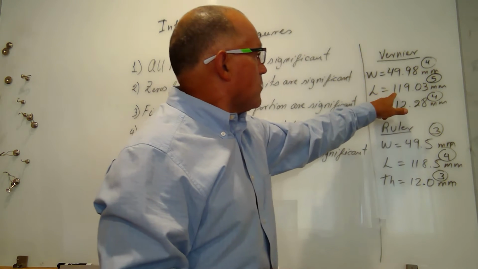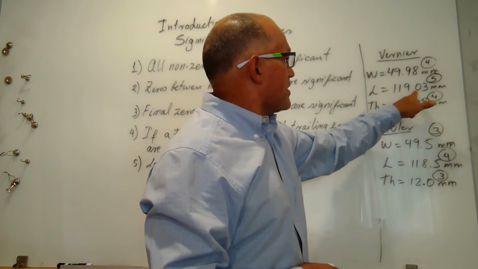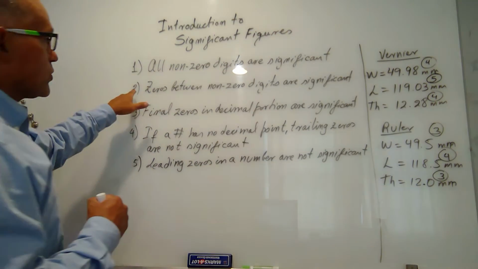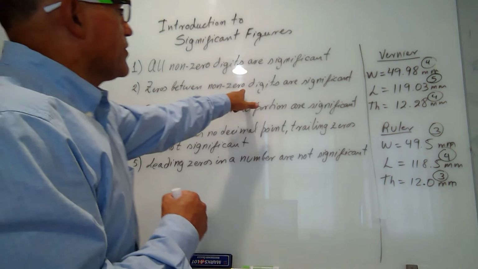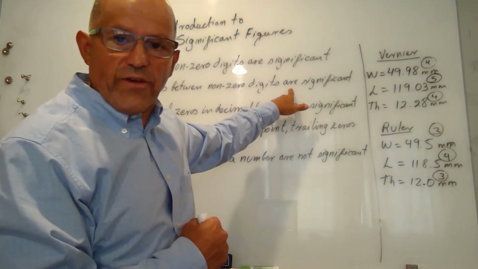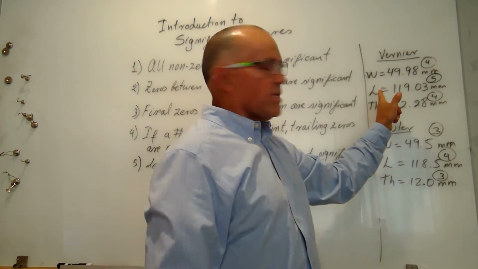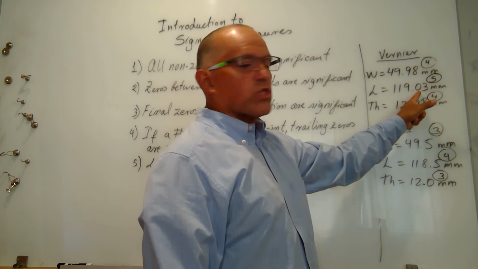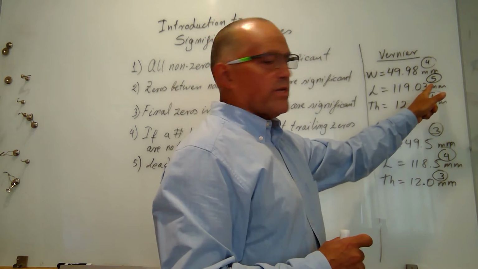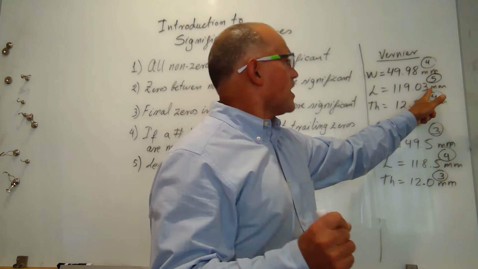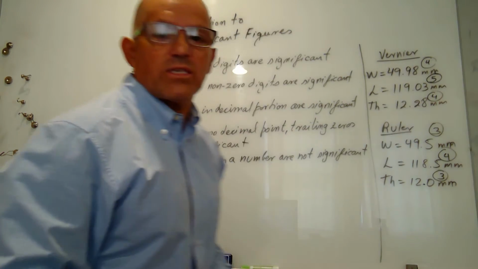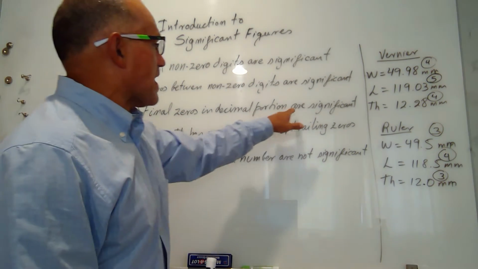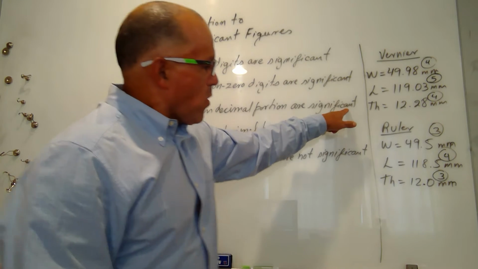In the length, all non-zero digits, 1, 2, 3, and 4, but there's also a 0. But there's also another rule. Zeros between non-zero digits are also significant. So that's why in the length, I count the non-zero digits, and then this 0 is between non-zero digits, so it has to be significant. I count 5 significant figures. Okay? Final zeros in decimal portions are significant.